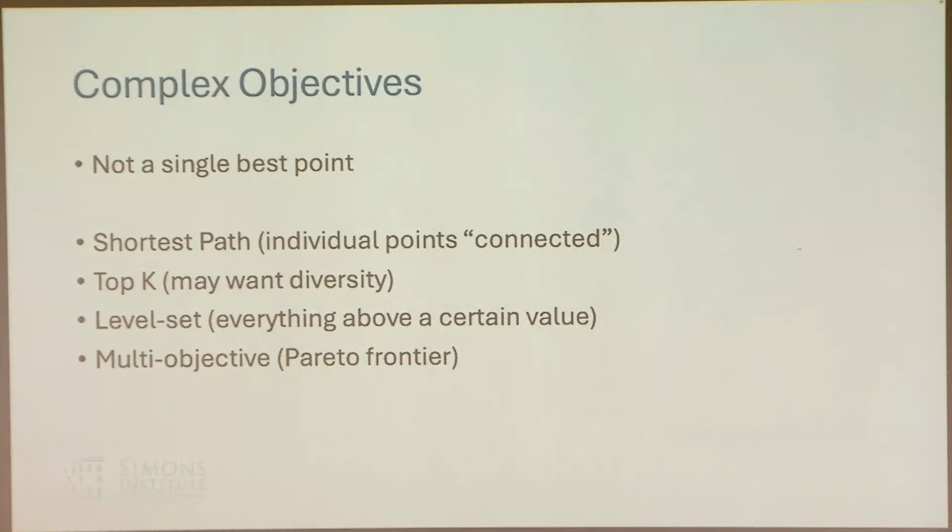Now, what we have is a complex objective. We're not trying to optimize for the single one best design, the single one best antibody. In the example I just showed, we're trying to optimize for the best portfolio. Other examples, beyond necessarily protein design, include things like shortest path, top K, which is the top portfolio, a level set, everything above a certain threshold value, or a multi-objective Pareto frontier. These are all complex objectives that are more than just finding a single design in our design space.